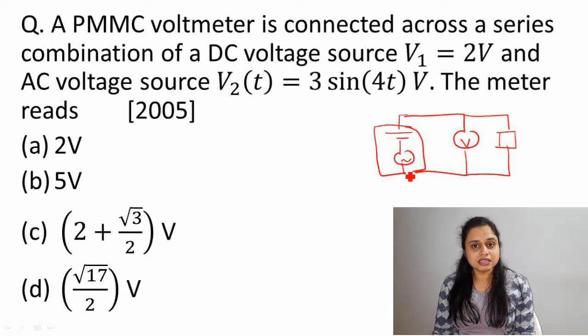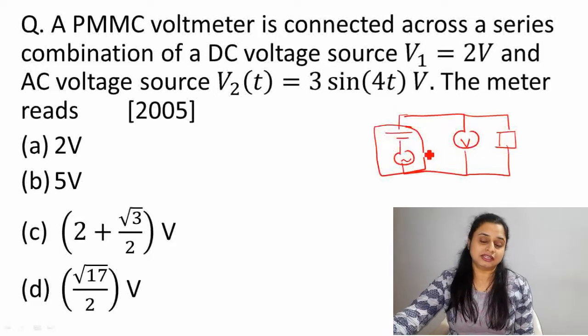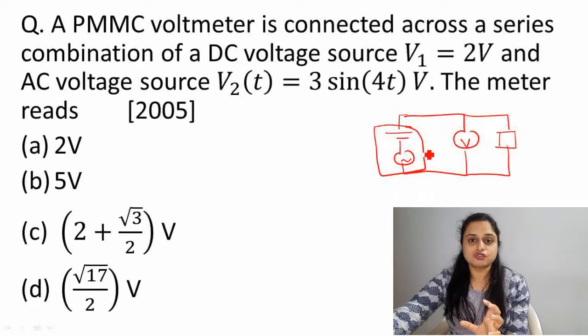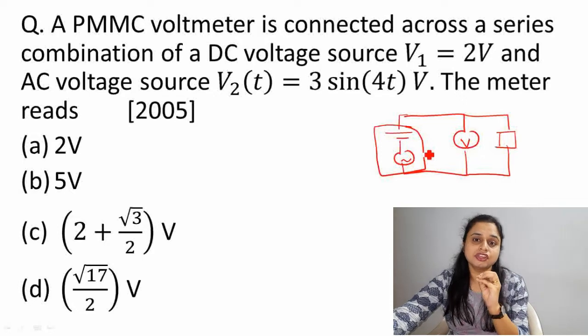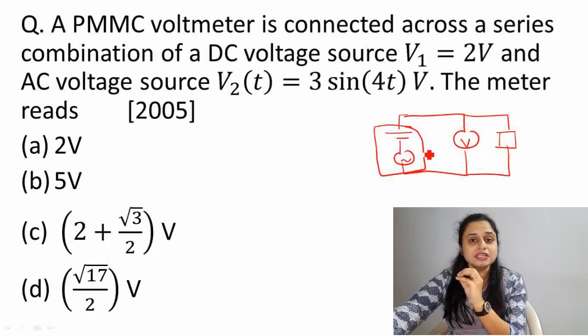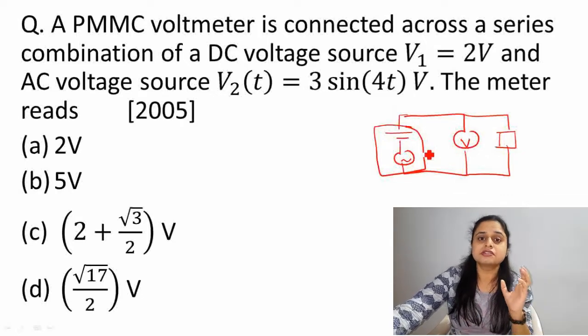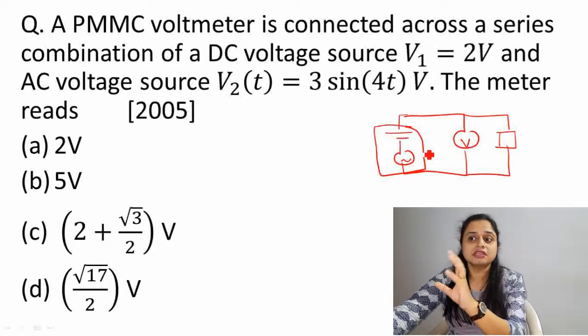When these are connected in series, what will be the voltmeter reading that is asked in the numerical? For that, always remember or memorize it: PMMC instrument reads only the average value. Always memorize it, it is a very important thing that PMMC always reads the average value. Whatever meter is connected, that meter will only give us the value that is nothing but the average value. Is it clear? Now see the numerical.